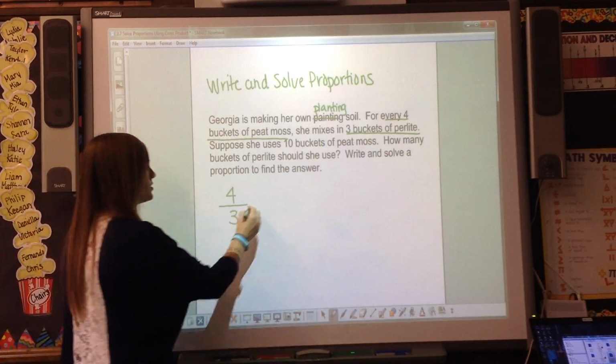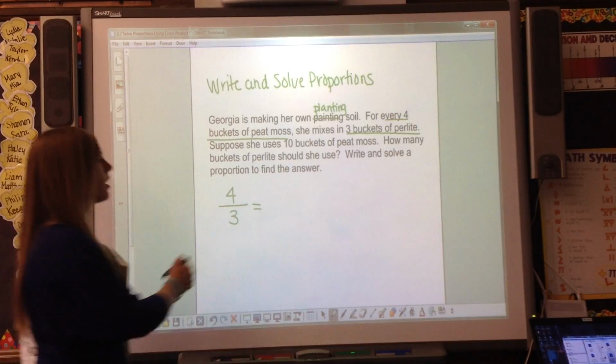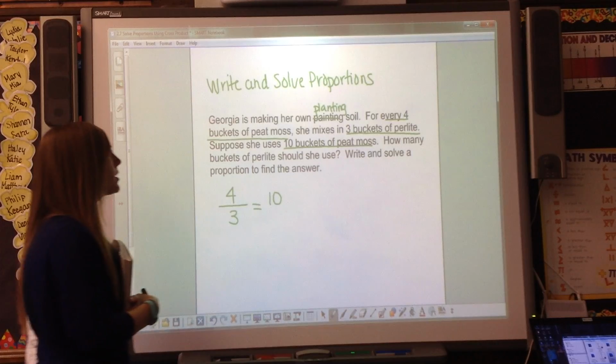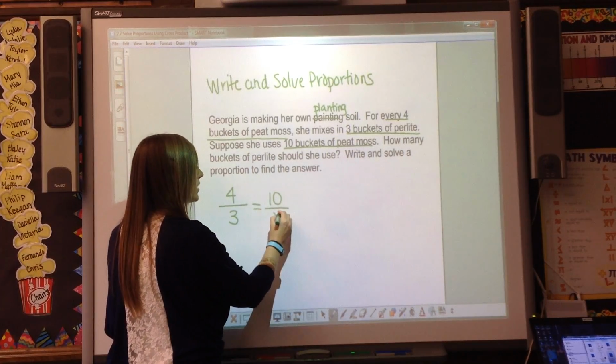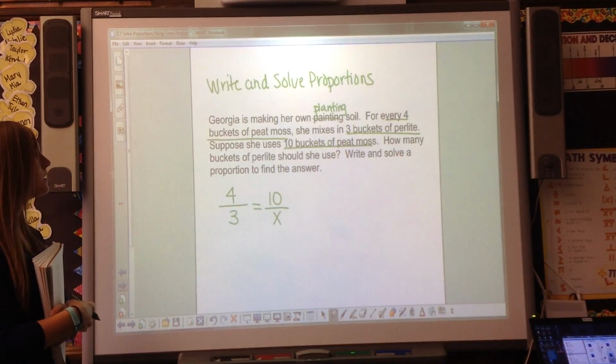On the other side of the ratio, suppose she uses 10 buckets of peat moss. That's listed first. How many buckets of perlite should she use? That's what we're trying to learn. Maybe use B for buckets. I'm just going to use X.